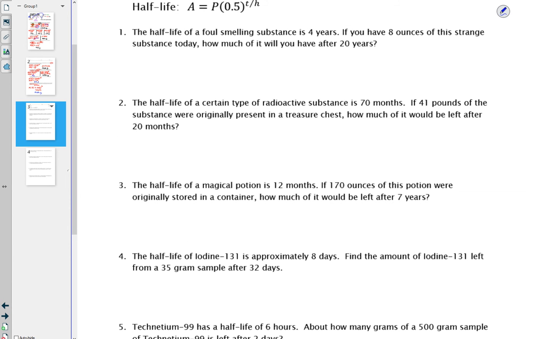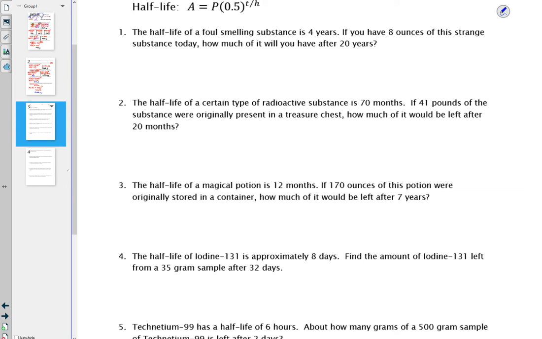The half-life of a foul-smelling substance is 4 years. Oh, that stinks. Literally, get it? It stinks. Thanks, Anne. It's 4 years. That's a long time to be smelly. If you have 8 ounces of this strange substance today, how much of it will you have after 20 years?